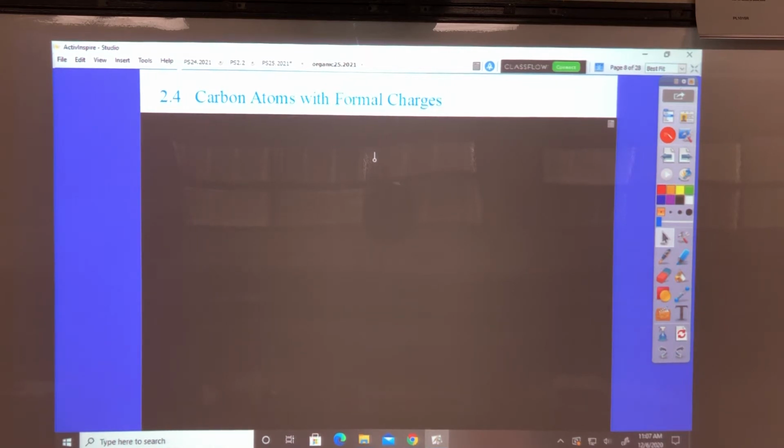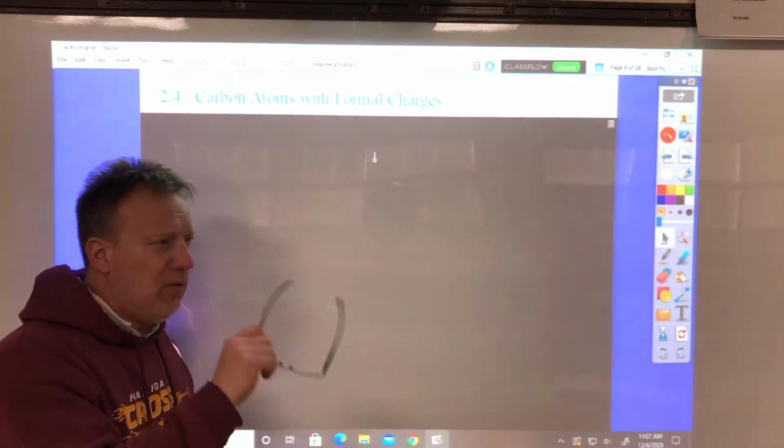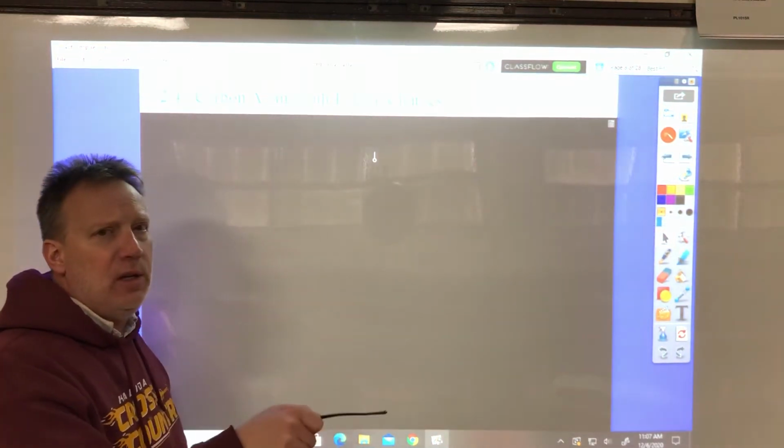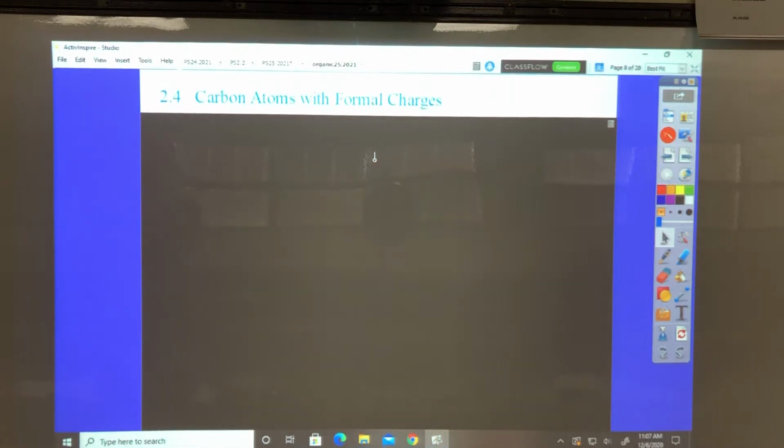For each of the compounds below, determine whether any of the nitrogen atoms bear a formal charge. There is a rule in this. You have to have lone pairs to get a formal charge, or formal charges to get lone pairs. That rule shows up here a little bit later. But here they've given you lone pairs on the first one.